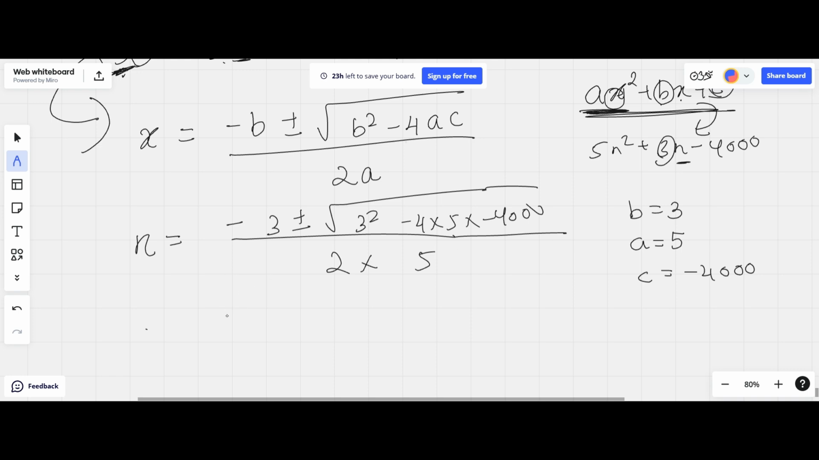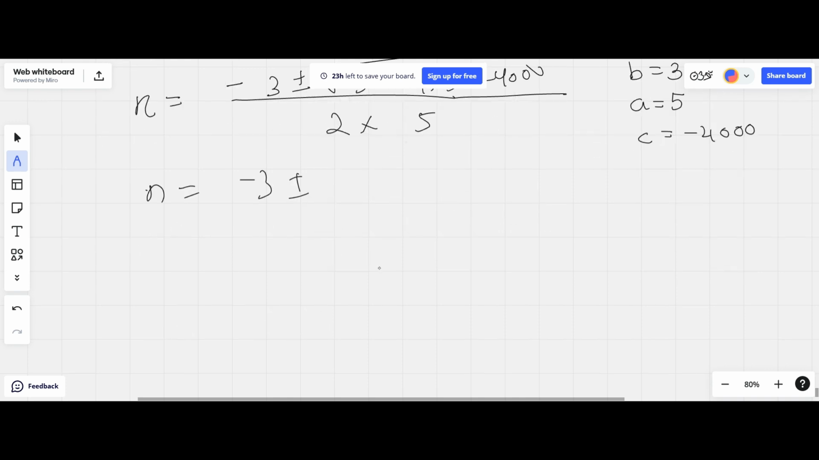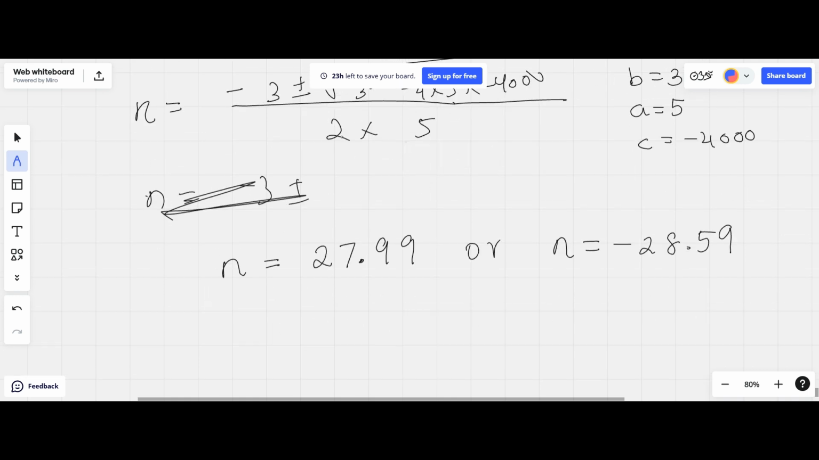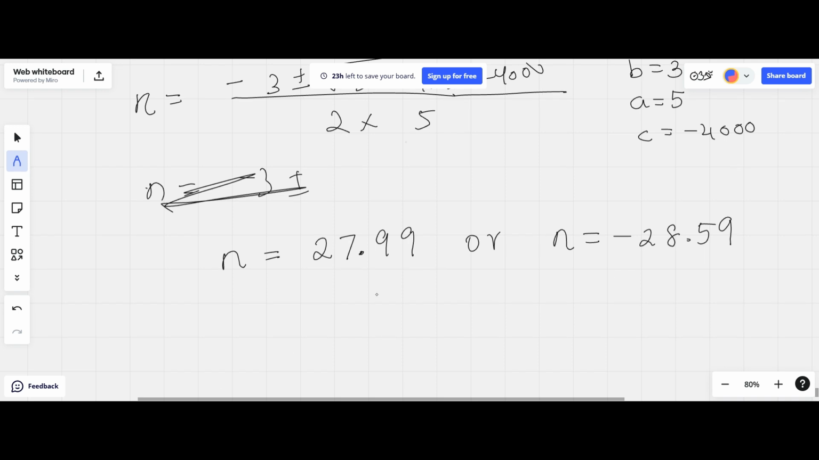Now if you solve this, n would be equal to minus 3 plus or minus, and if you solve this, you will get n is equal to 27.99, or n would be equal to minus 28.59. Basically you will get two values if you solve this formula. One is 27.99, the other one is minus 28.59.